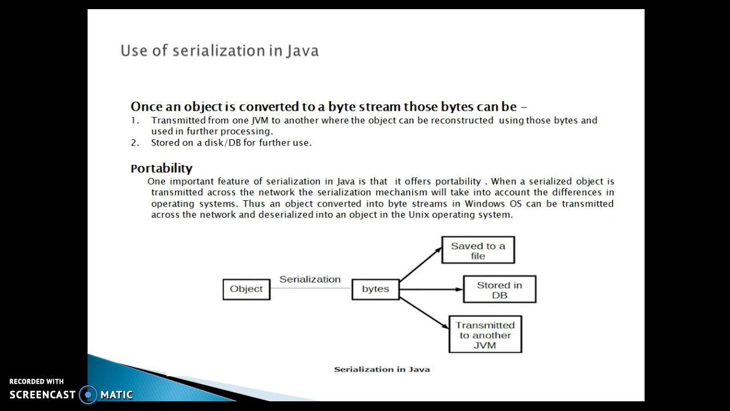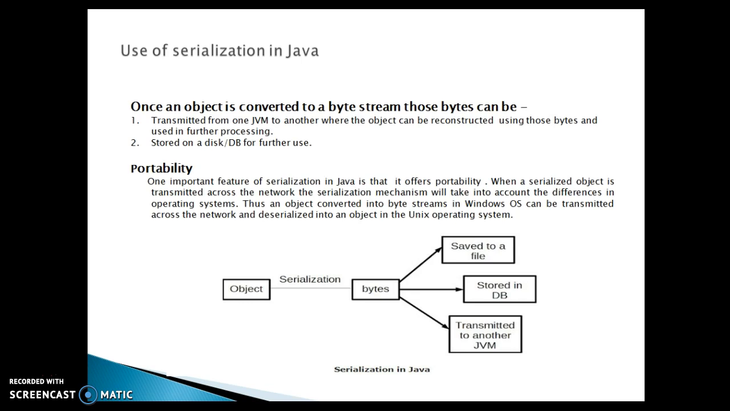Now, what's the use of serialization in Java? Once an object is converted to a byte stream, those bytes can be transmitted from one JVM to another, where the object can be reconstructed using those bytes and used in further processing. When you convert an object into a byte stream using the serialization process, you can also store it on disk or in a DB for further use.